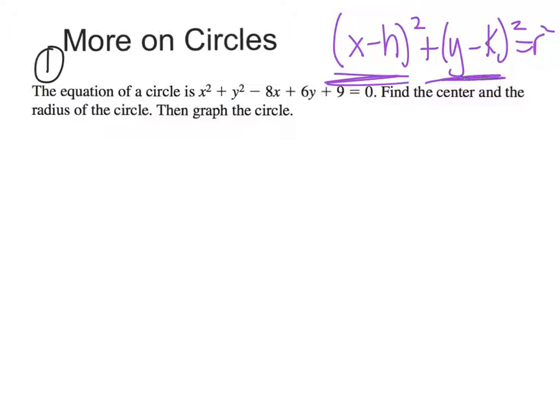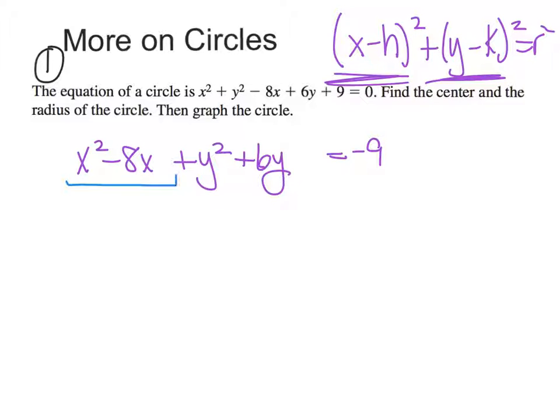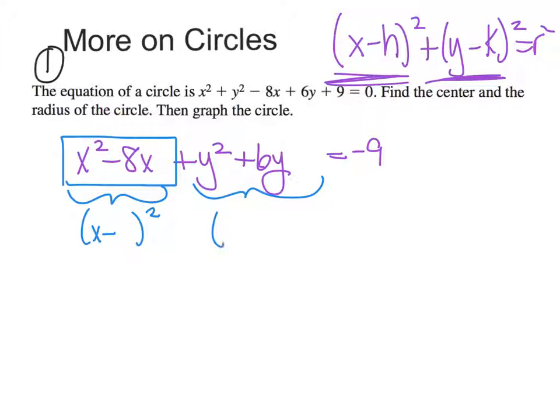So I want my y and x values squared. Let's start off by just grouping my x and y values together. So I'm going to write x squared minus 8x plus y squared plus 6y, and I'm going to move the 9 to the other side. This is kind of similar to what you did last year. What we have to do is come up with something that goes here that would give you x minus something squared, or x plus something squared. And then this has to give you y something squared, and it could be minus or plus.